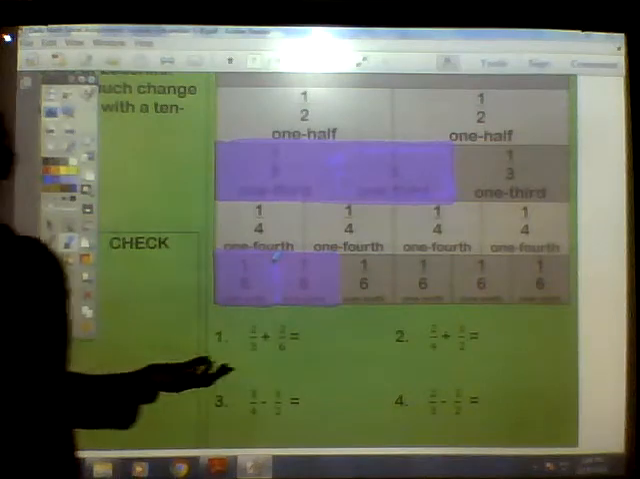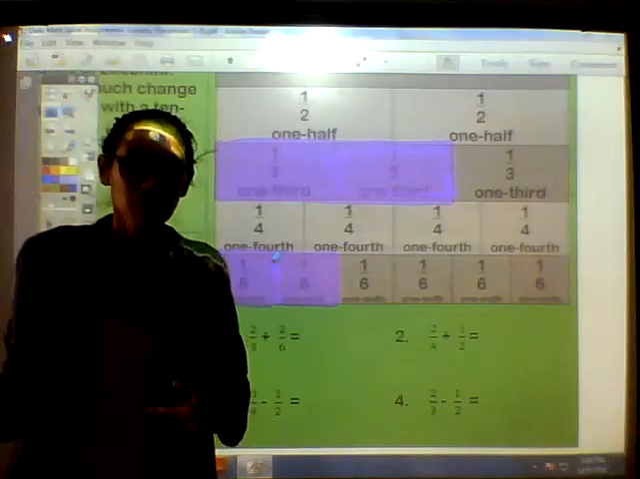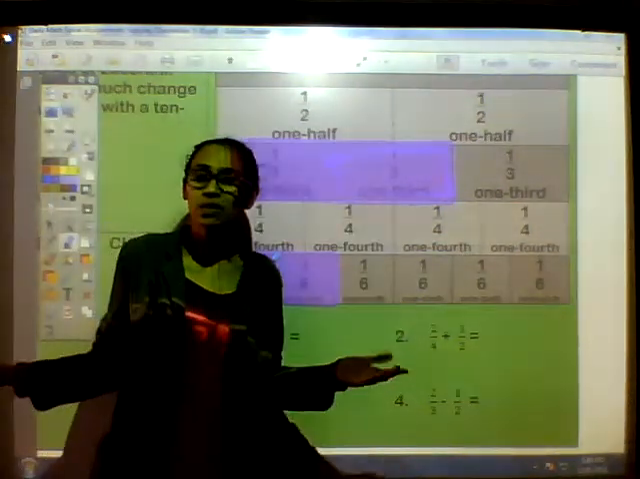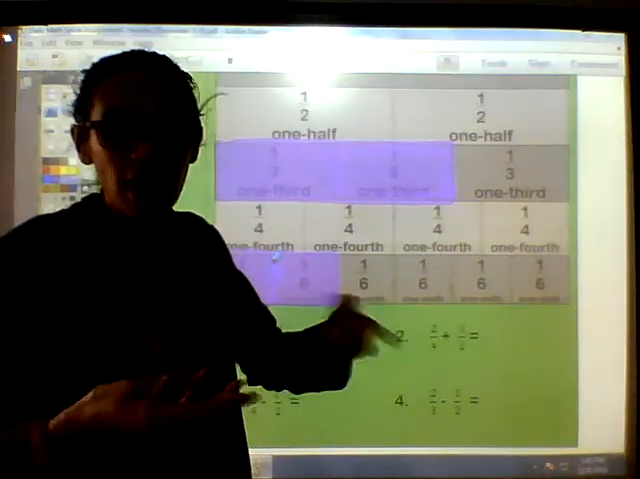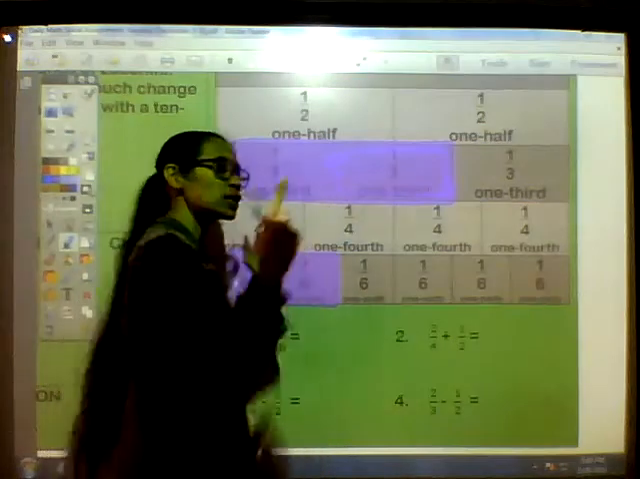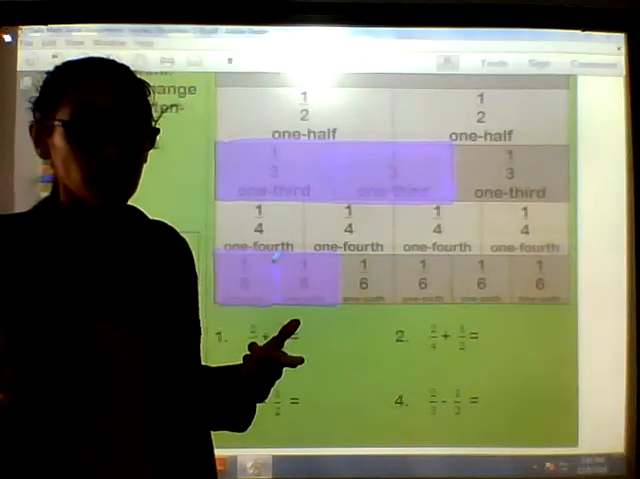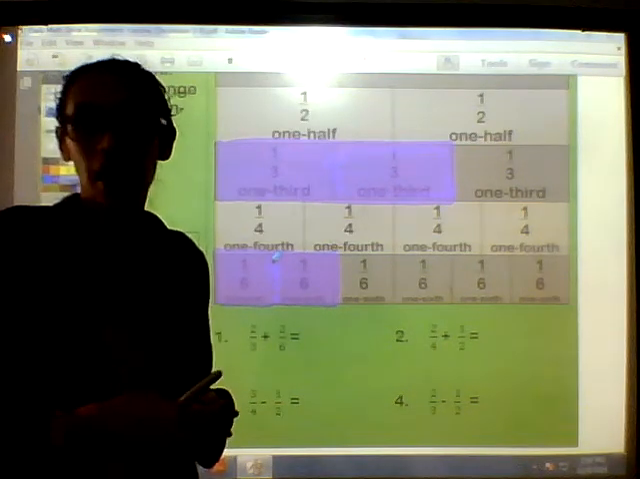Now, we cannot add them together because they do not have the same denominator. That means the number at the bottom. Because look at the pieces. They're not the same size pieces. That's not fair. You can't add things together like that if it's not the same size piece. But we can do what? Convert. We can change our fractions into equivalent fractions to make them have the same size.